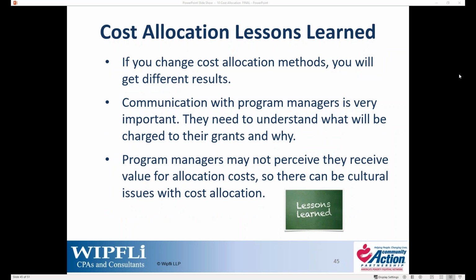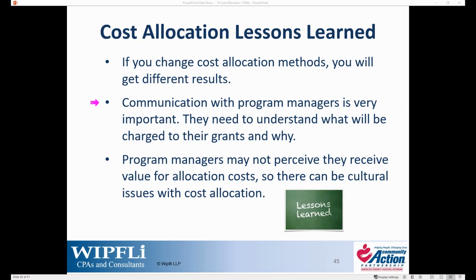Other things that we've learned is that if you change your cost allocation method, you're going to get a different result. So for example, if you're allocating based on square footage and you switch that method to number of employees, you're going to get a different result. If you're using an indirect cost rate and you're using direct salaries as your base and you change to direct salaries and fringe, you're going to get a different result. So it's really important to understand the methodology and make sure that you're charging in an appropriate manner. Communication with program managers is important.